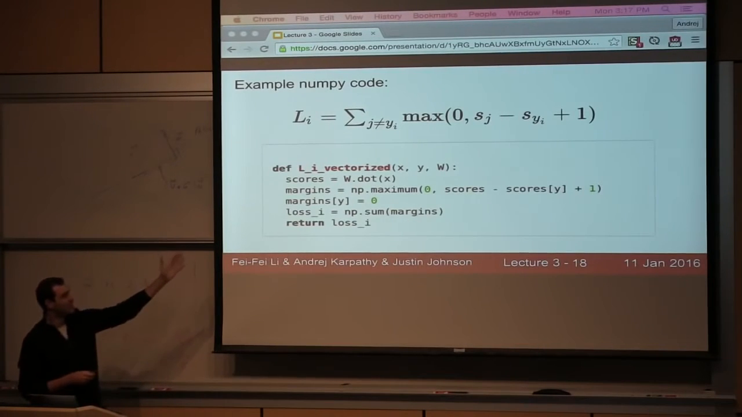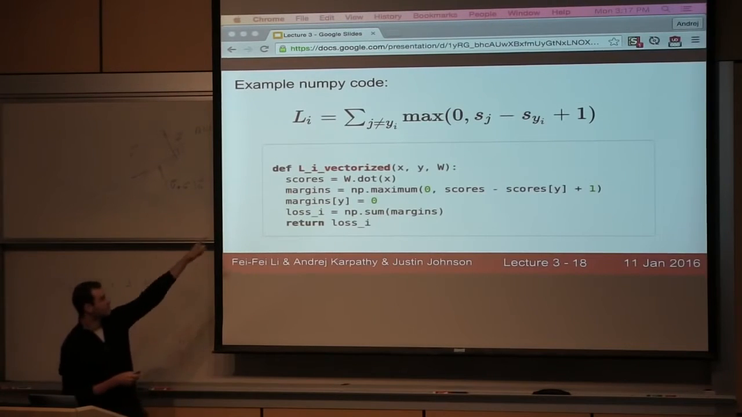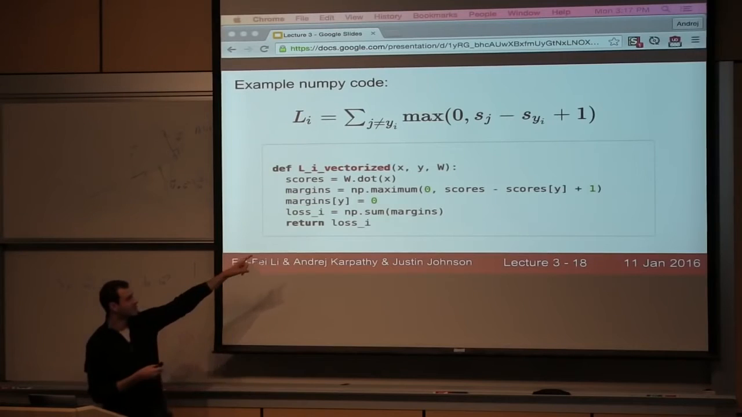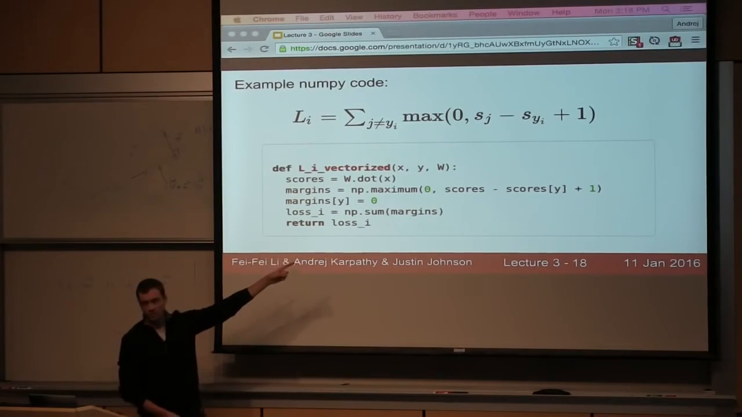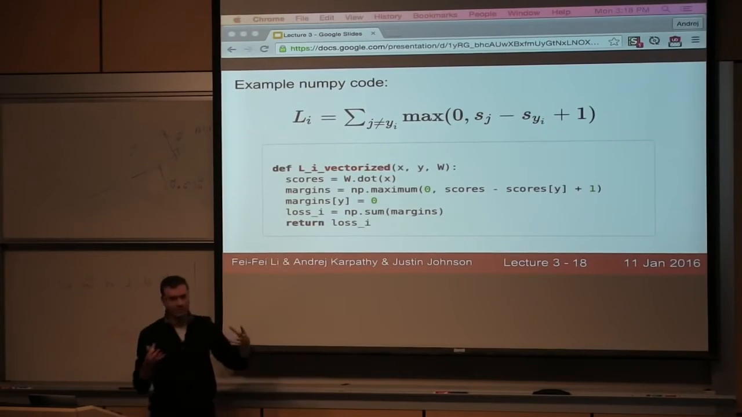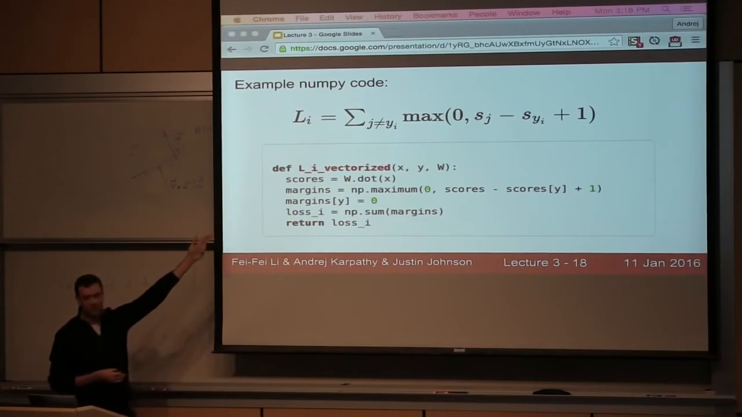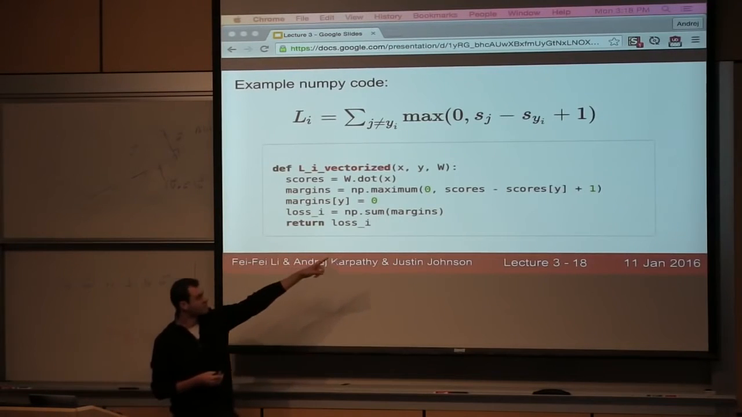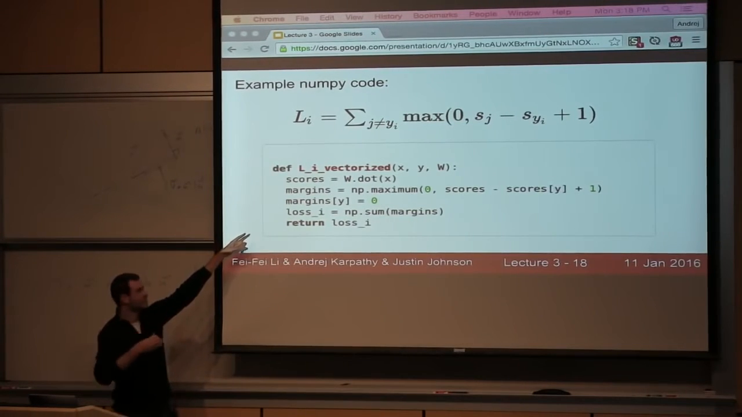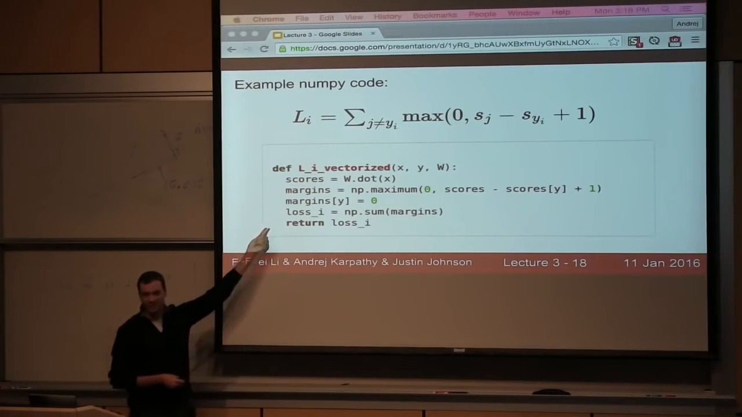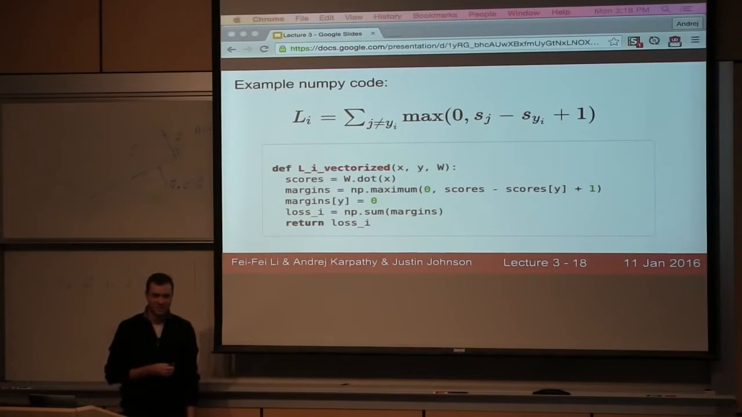So here's some NumPy code for how I would write out this loss function in vectorized NumPy code. Here we're evaluating Li in vectorized NumPy. We're getting a single example here. So x is a single column vector, y is an integer specifying the label, and W is our weight matrix. So what we do is we evaluate the scores, which is just W times x. Then we compute these margins, which is the difference between the scores we obtain and the correct score, plus 1. So these are numbers between 0 and whatever. And then see this additional line, margins at y equals 0. Why is that there?